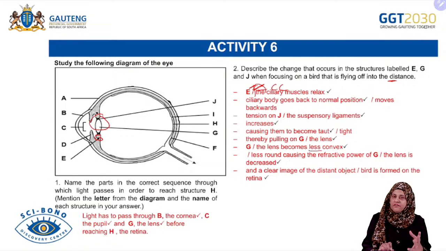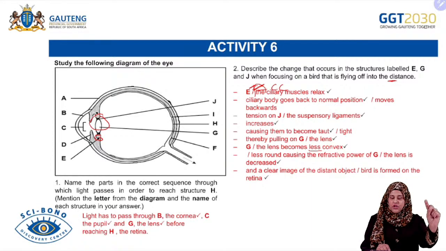Remember, if you say convex, we don't mark that right because the shape of the lens is convex already. The lens becomes less convex, and we tend to move away from talking about round, right? Let's stick to learning the correct words. So in the exam, you use the proper words and you're not penalized. So let's stick to convex, okay? And the refractive power of the lens is thus decreased. Remember, I showed you the bending of the light is less because you're looking at a distant object. So thereby the bending of the light is less.